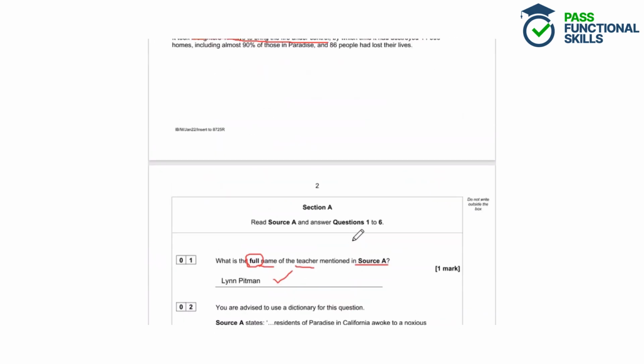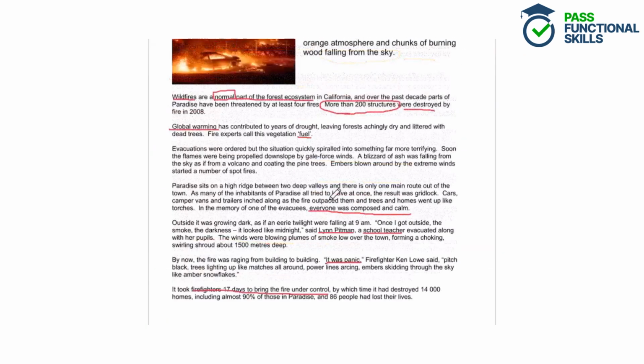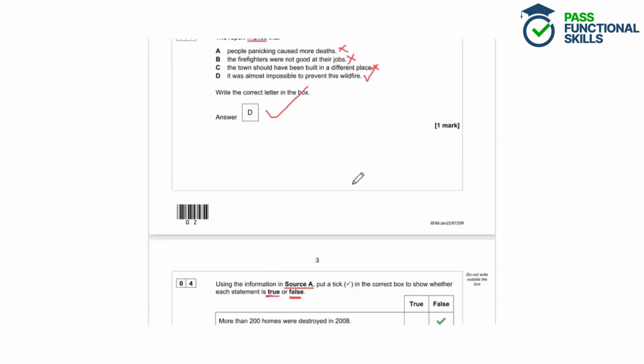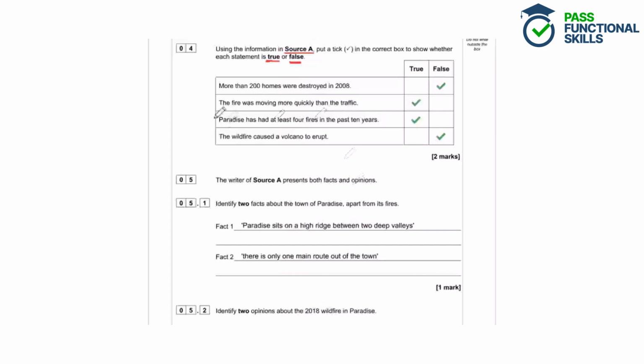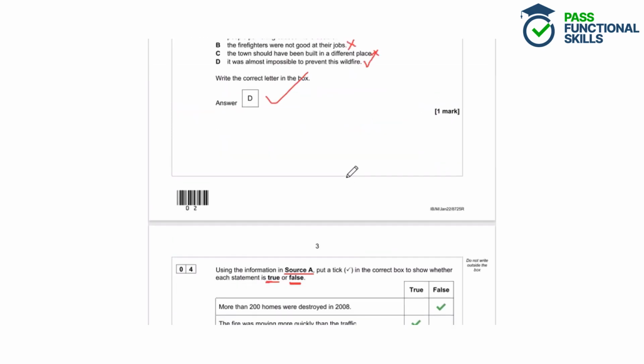The fire was moving more quickly than the traffic. Well, that's true. We can see here that it says that the fire outpaced them as they tried to drive away. So you've got these cars moving along the road, and if the fire's outpacing them, that means it's going faster than them and they can't escape it. Paradise has had at least 4 fires in the past 10 years. Well, that's true as well.